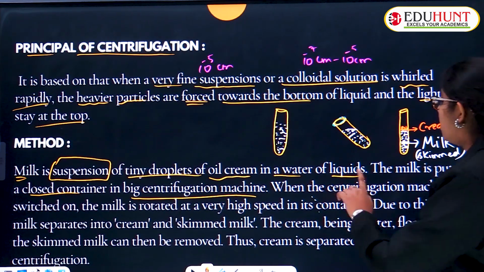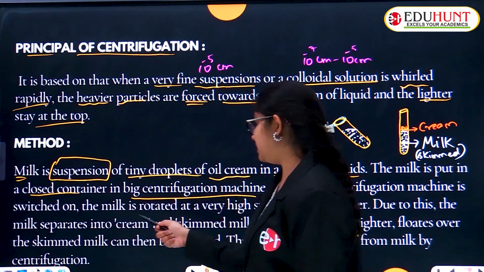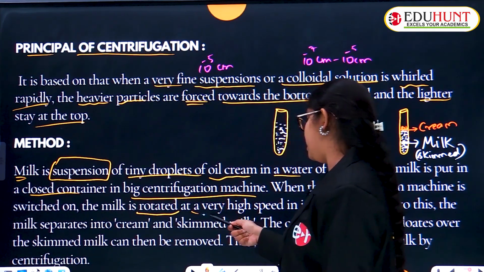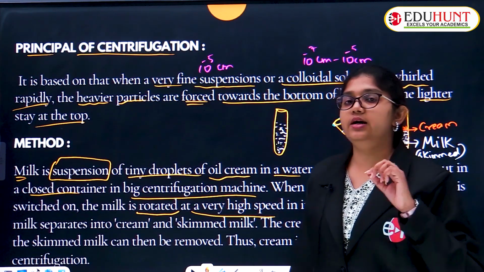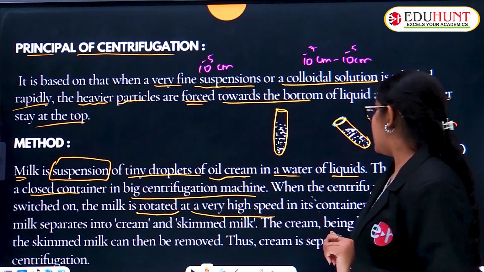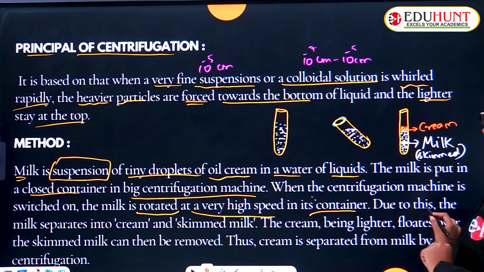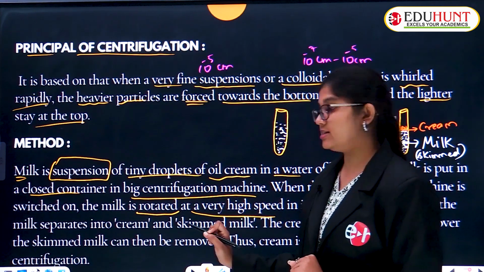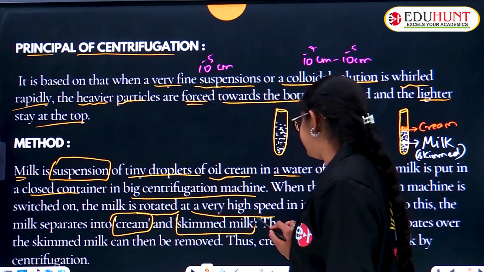And what next? When the centrifugation machine is switched on, the milk is rotated at very high speed. We know it already. The centrifugation technique is like that. It will rotate at high speed, rapidly moving in its container, and due to this, the milk separates into cream and skimmed milk.